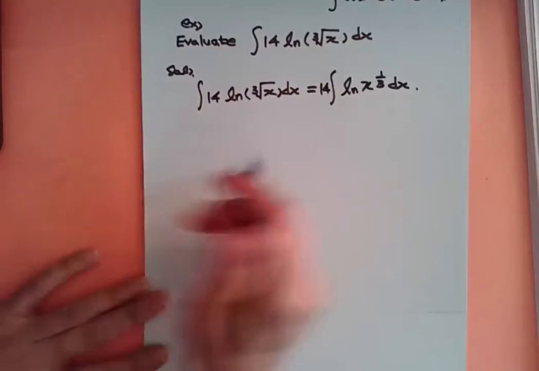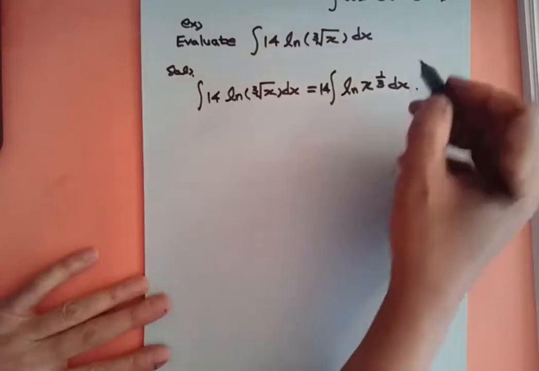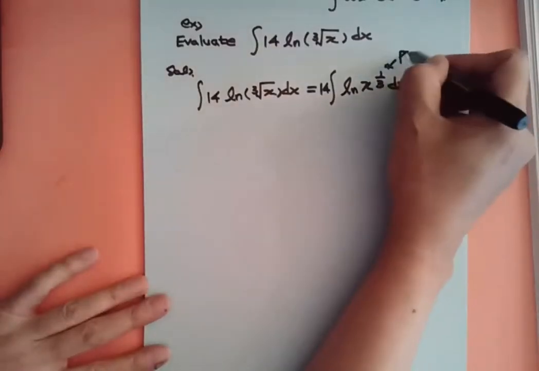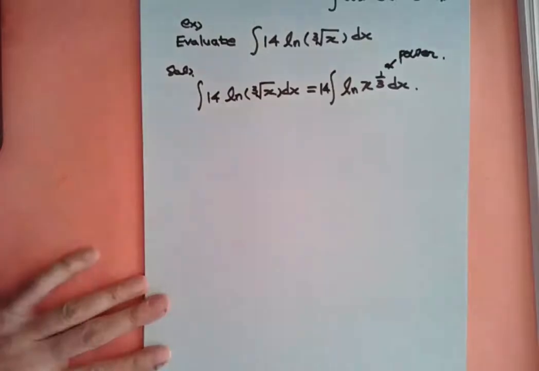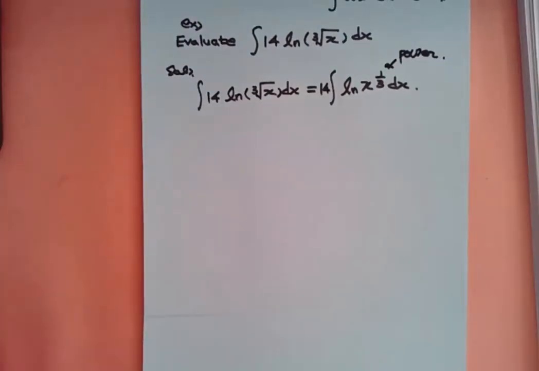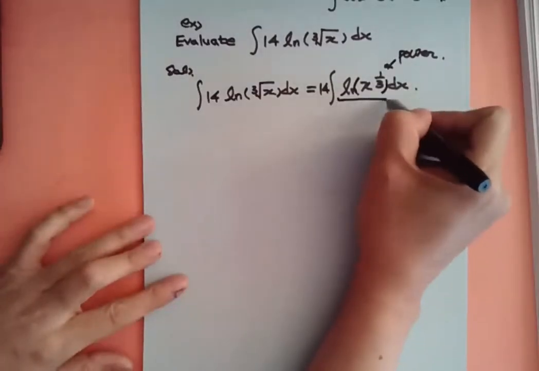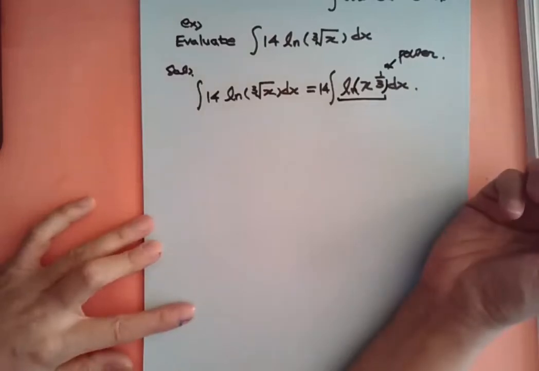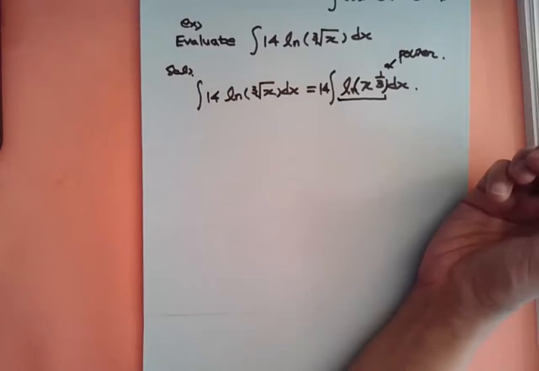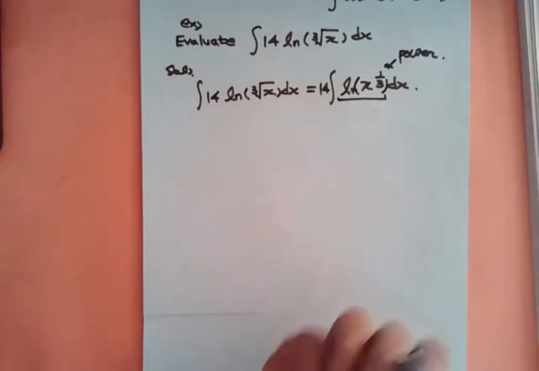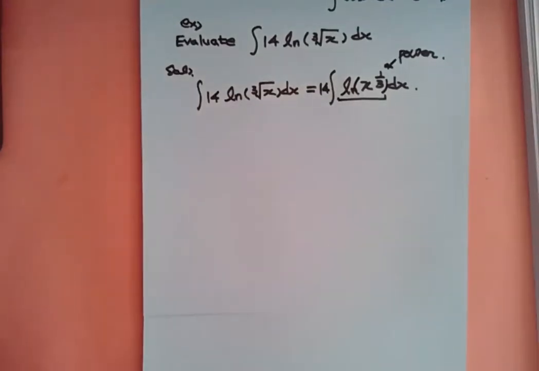In this case, this is not a multiplication, this is a power. 1/3 is a power, not the multiplication. So in this case, we see only one function, which is a logarithmic function, but we still can do integration by parts to integrate this natural log of x to the 1/3 power.